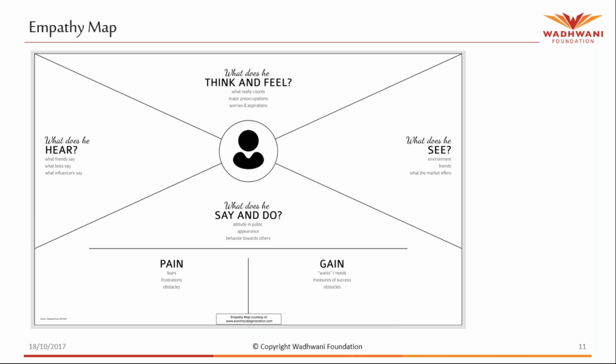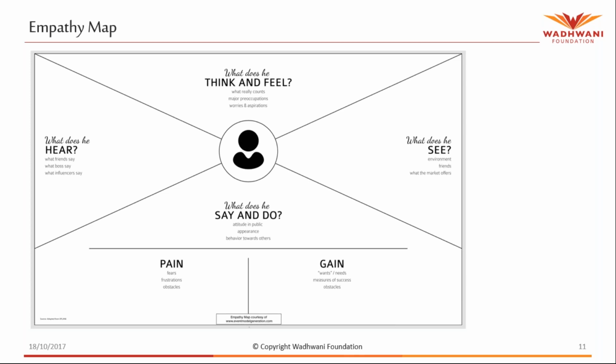Also important over here is what they are scared of, the pains, the fears, the frustrations that they have, and the gains that they are likely to have. What do they intend to gain out of using a car? What are they likely to gain? The kind of wants and needs that are going to get satisfied when they use the car. So this is the empathy map.